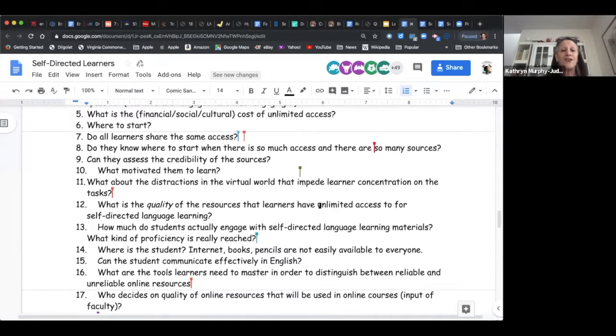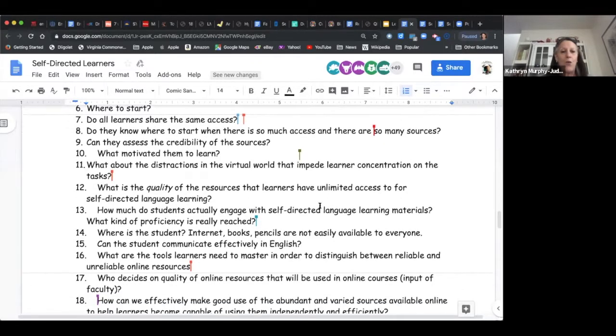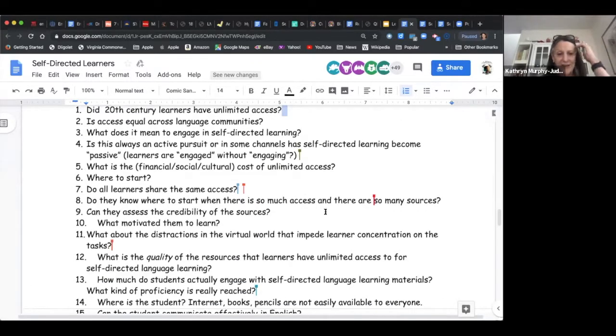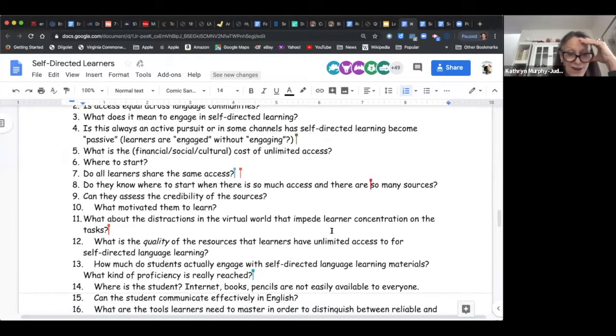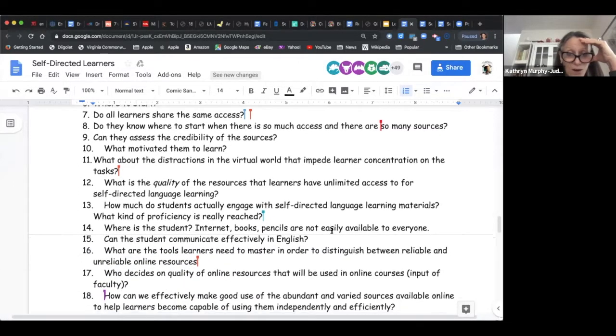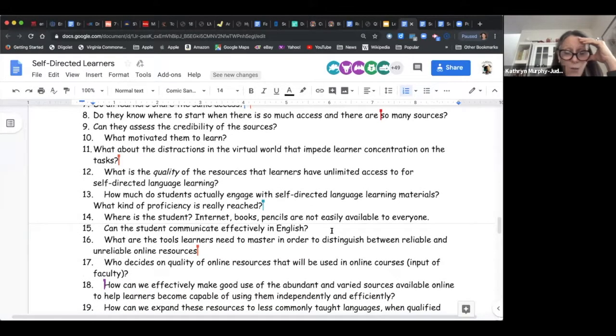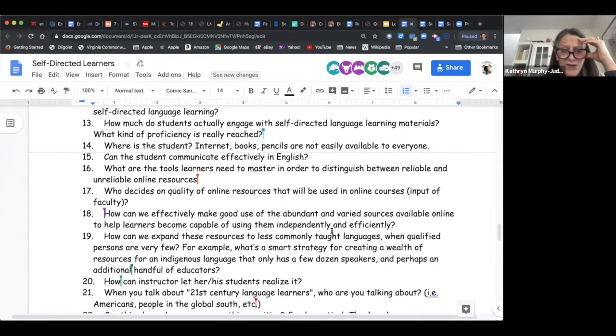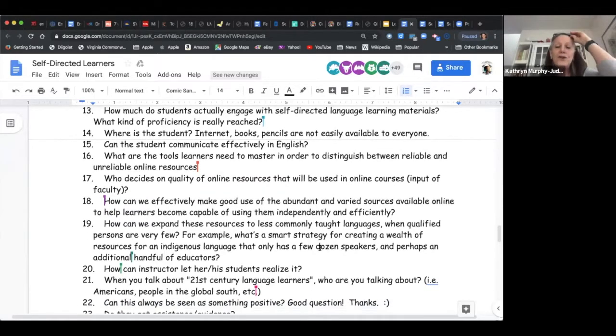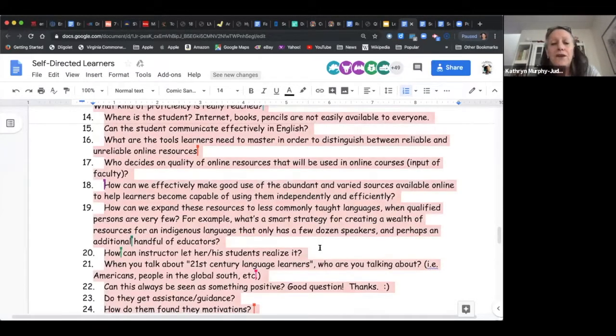What are the costs of unlimited access? What motivates people to learn? And I'm just kind of going to zip through because we have so many questions here. But these are wonderful. What I'd like for you to think about right now, as we look at all of these questions that have been generated, is the beginning of a unit that you're doing as you're teaching your language or literature or culture class.